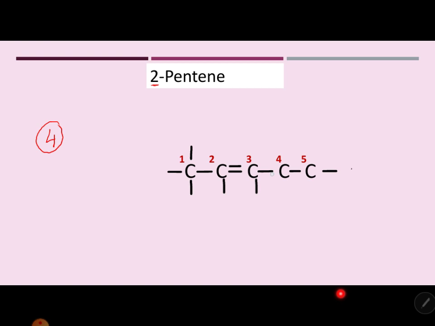Now count bonds with carbon number 4. Carbon number 4 has 1 and 2 bonds, and we will draw 2 more bonds with it to get 4 valency of carbon. Same goes for carbon number 5. It also has 2 bonds, and we will draw 2 more bonds with it. Now the valency of each carbon is 4.